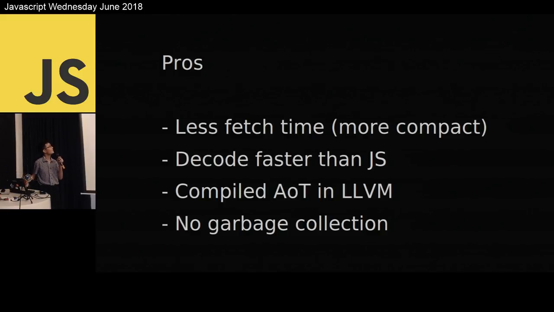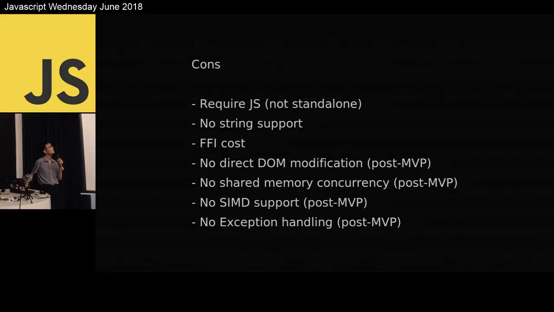And why is it bad? Right now, they still have a lot of issues with WebAssembly. One is that it requires JavaScript to run. Without JavaScript, you cannot make it run. And there's no string support, but people have ways to mitigate this using integers and then they map it, something like that. And of course there's some foreign function interface cost when you call the function too many times. And those post-MVP features, the minimum viable product, are what they plan to do in the future. Right now there's no direct DOM modification, you cannot modify the document in the HTML directly, and there's no shared memory concurrency.